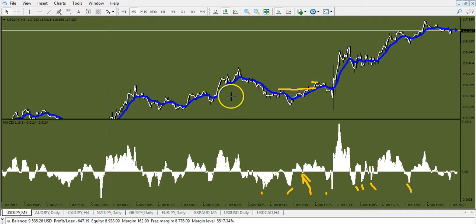But this is the crowd moving in a 10 period exponential moving average. That's the crowd riding along. Now, if you put a simple moving average, it's going to be slightly different. If you put an 11 period moving average, it's slightly different.